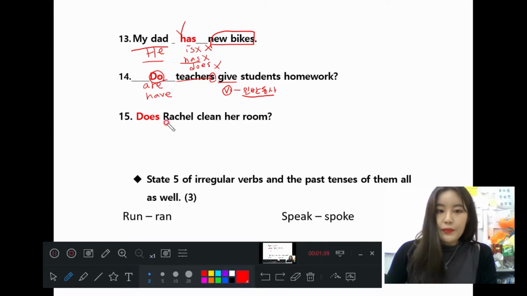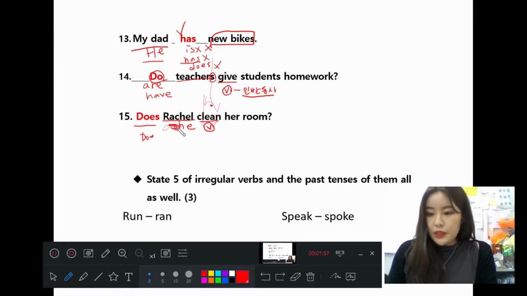Okay. And how about here? Rachel is she, right? Singular. And clean is also the verb, but 일반 동사. So we have to use either do or does since we are making question sentences. But Rachel is she, so we are going to use does. Does will be the correct form. Okay, guys?